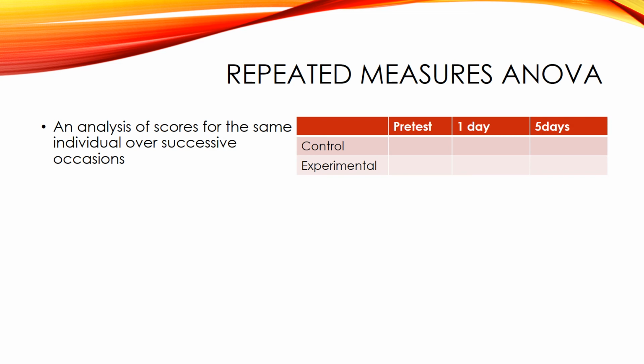Now we're also many times interested in repeated measures ANOVA, and this is basically a repeated measures design. In other words, you're taking a pretest and then you're going to measure whether it's 1 hour, 2 hours, or 1 day, 5 days, 10 days, 30 days. You still have 2 different levels, control and experimental, but then you have 3 different groupings as you go out for the repeated measures.